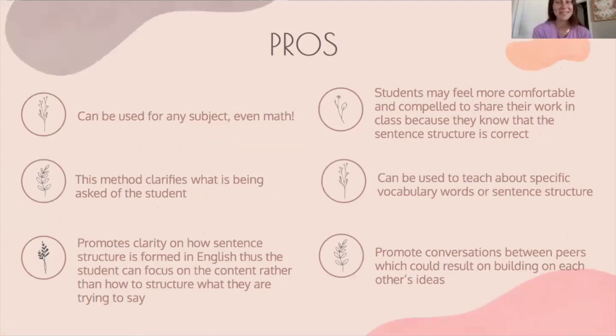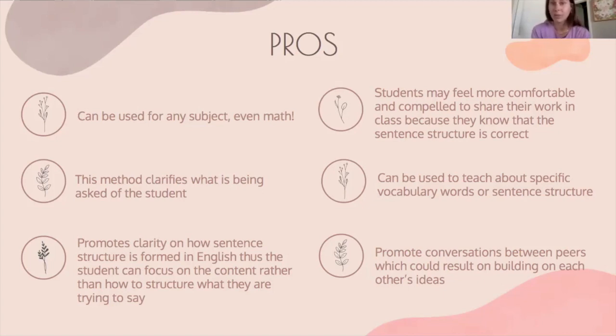So the pros of this strategy would be that it can be used for any subject, even math. This strategy clarifies what is being asked of the student. In the example we showed, it's kind of like a process of elimination also. They know what word they're looking for grammatically and what makes sense. It also promotes clarity on how sentence structure is formed in English, so the student can focus on the content rather than how to structure what they are trying to say.